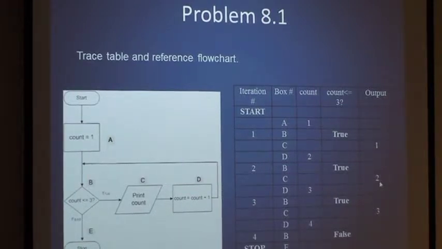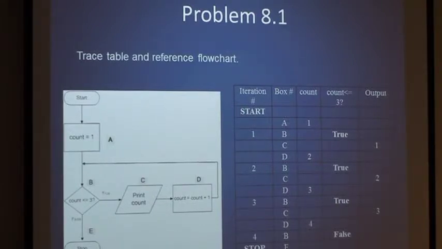Okay, so we produce 2 also at print count here, and count now becomes 3. Because this count less than equal to 3, it's still true, right? 3 is less than equal to 3. So you come here, print 3, increment count to 4, and for the first time this condition is false, so you stop at box E. Any questions on that? Yes?